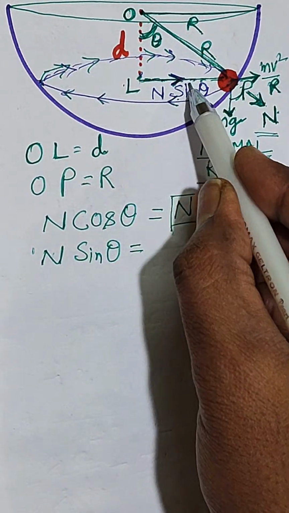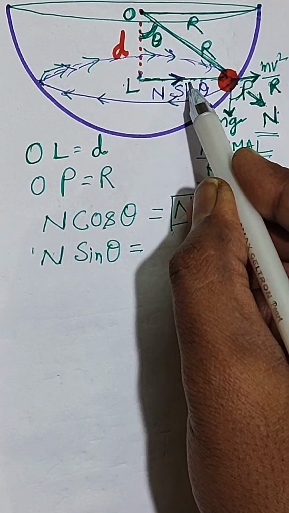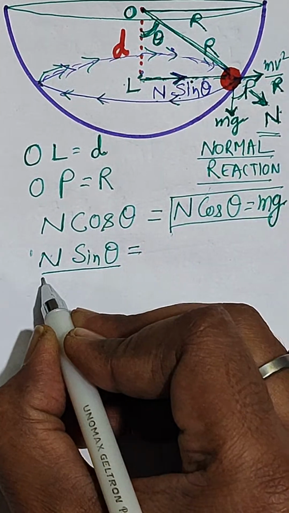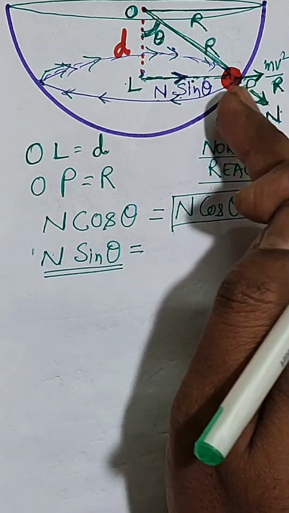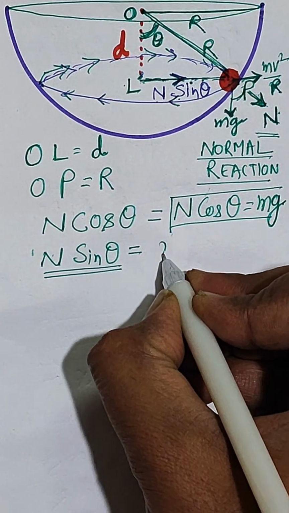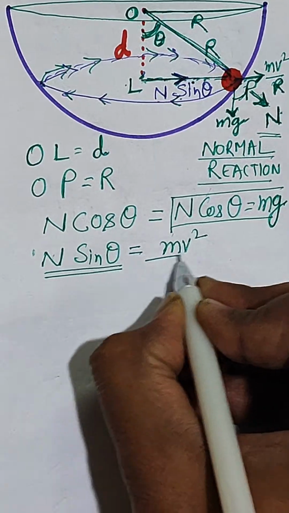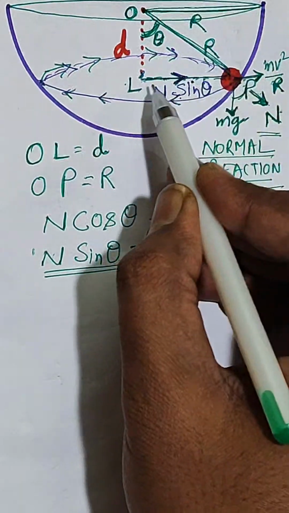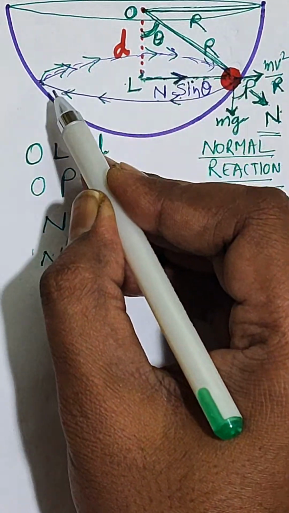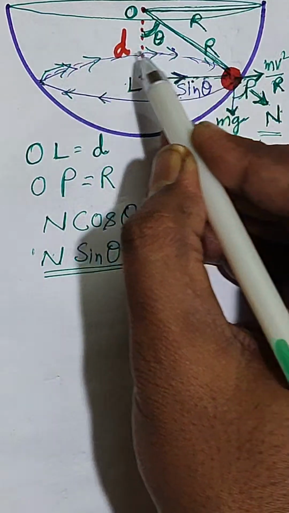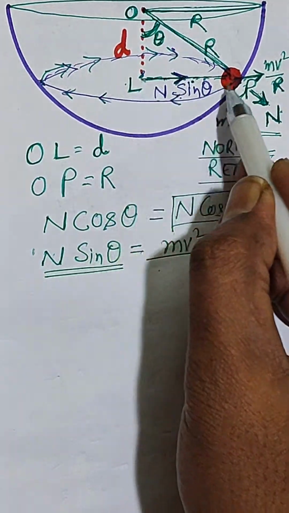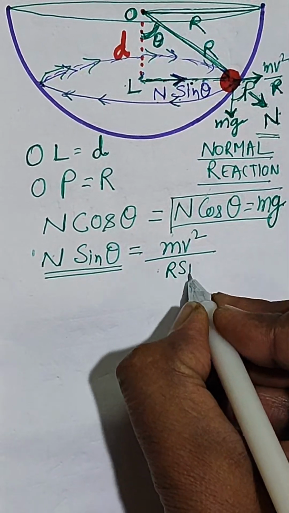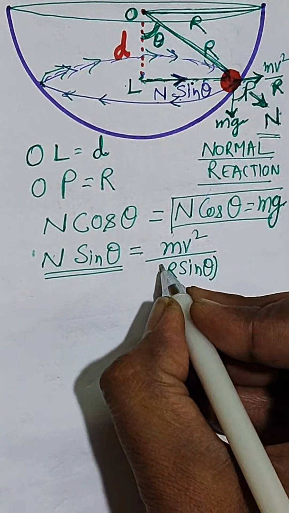Radius of rotation is nothing but r sin theta. So N sin theta, this horizontal component, can be equated with mv square by r. But this particle is rotating in this circle, and the radius of the circle in which the particle is rotating is r sin theta, right?